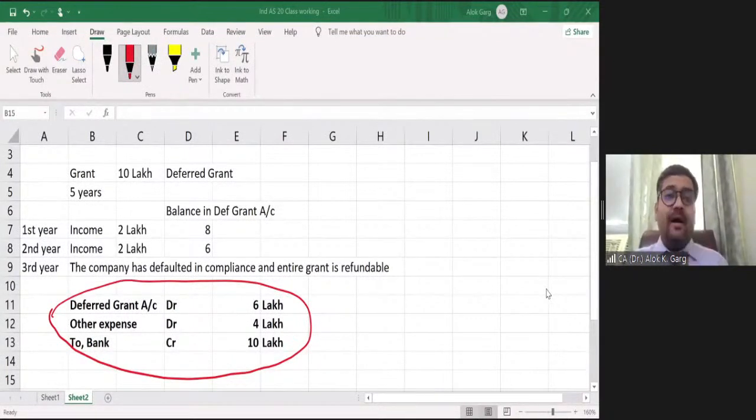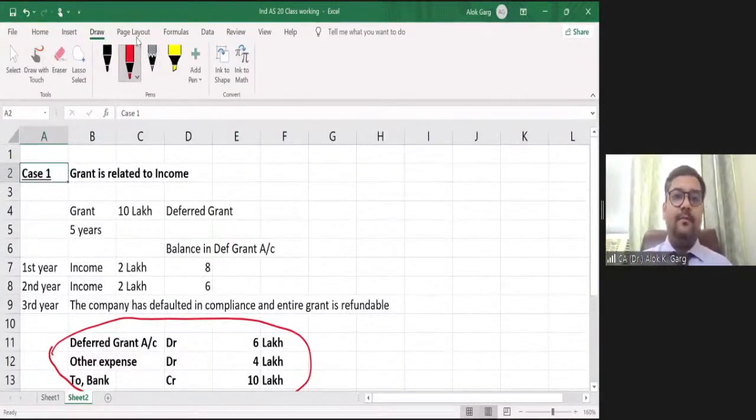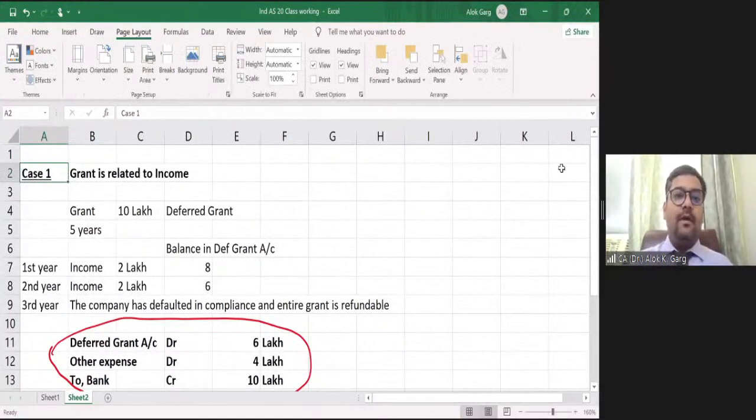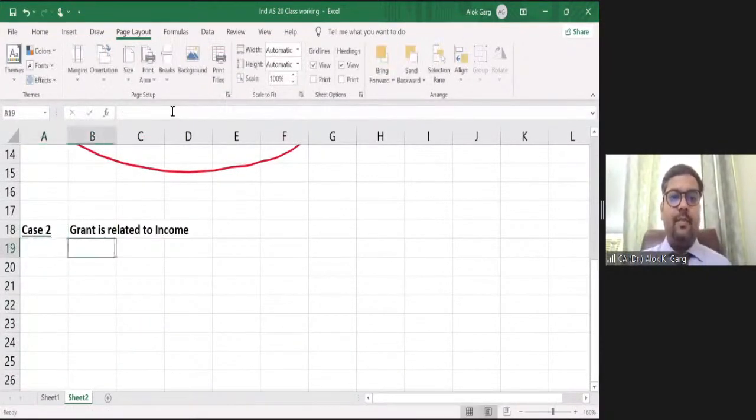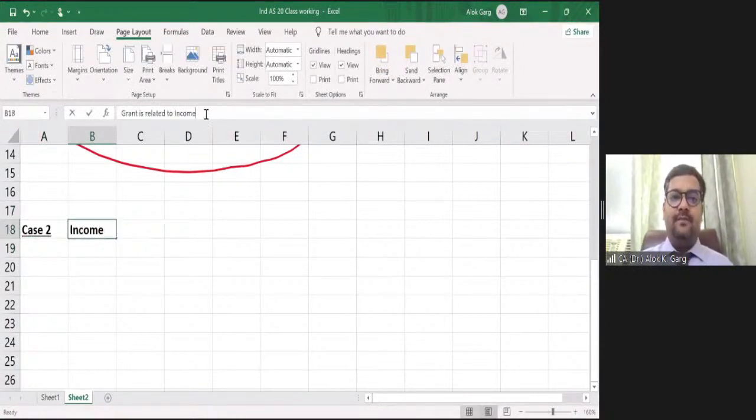So guys, grant related income concept was very simple. Now I am moving to grant relating to asset. If there is a grant relating to asset and that grant is getting refunded, I am coming to that. So friends, the first case was grant is related to income. The second case, case 2, is related to asset. Now it is very important to see which approach has been taken.